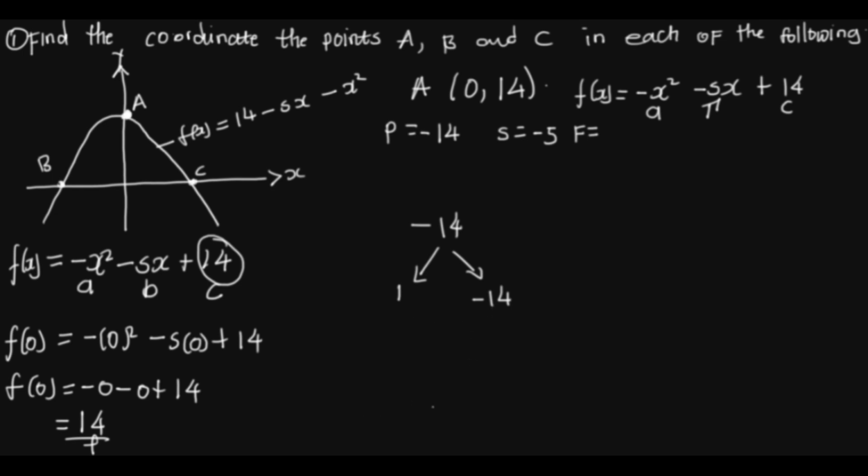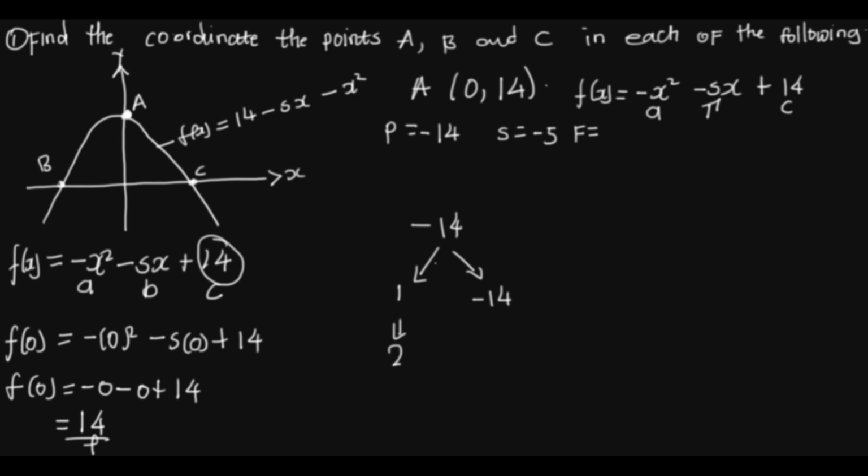1 times negative 14, yes, is negative 14. But if we add 1 plus negative 14, we get negative 13. So we can see that these two cannot give us the numbers that we are looking for. So let's try 2.